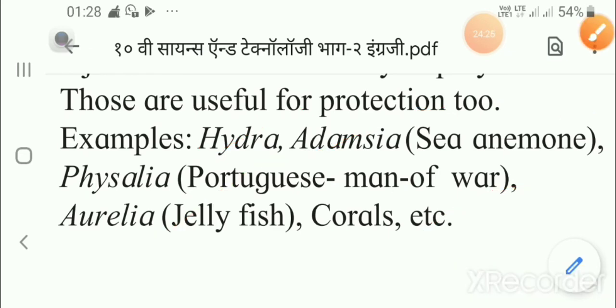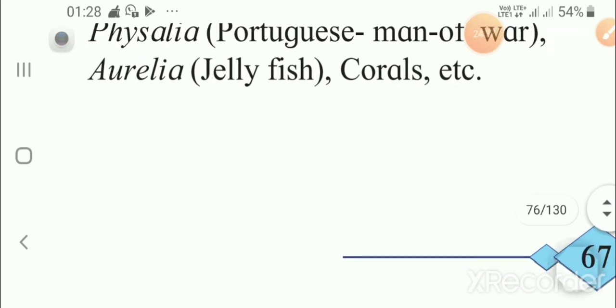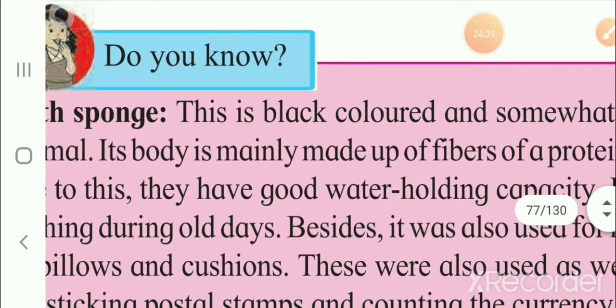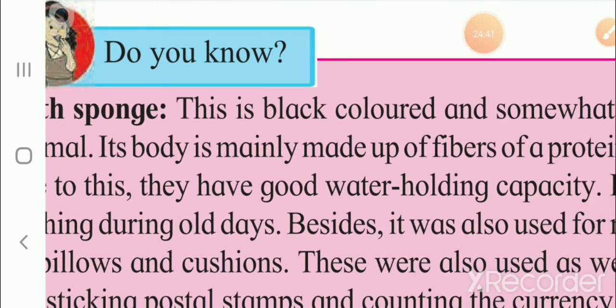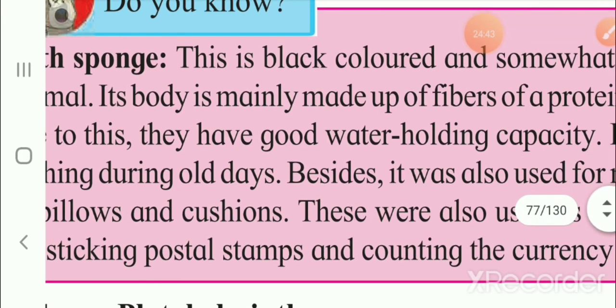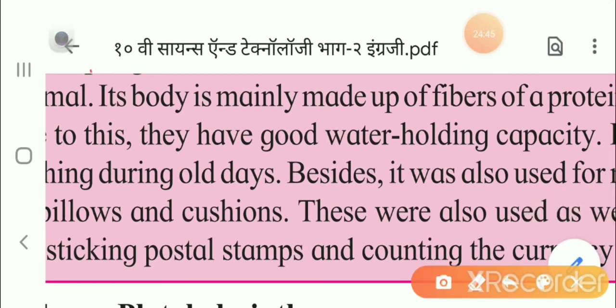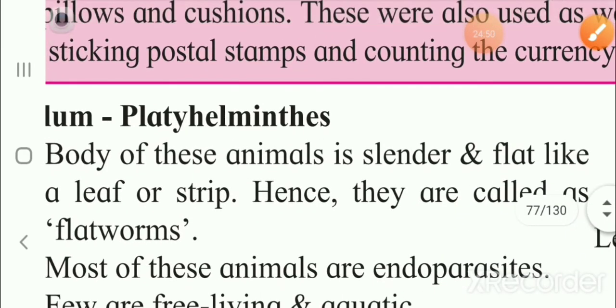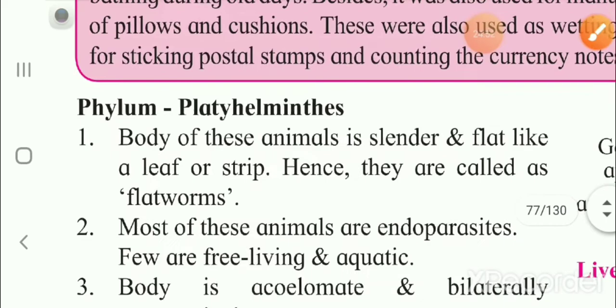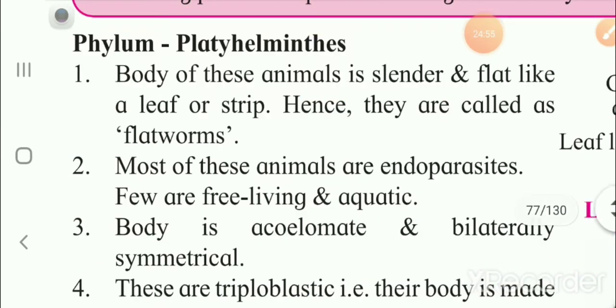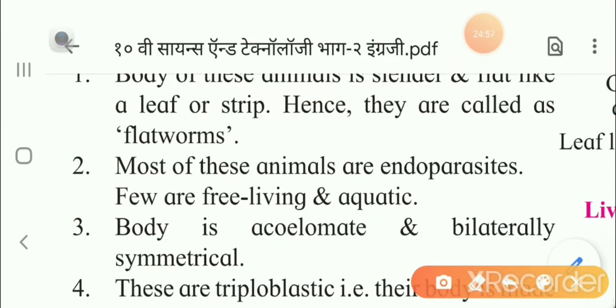So I hope whatever I taught today you might have understood. Let us see the phylum Platyhelminthes. Here we can see this part is cancelled, children, for you. This full portion is cancelled for you. Now let us come to the phylum Platyhelminthes, children.